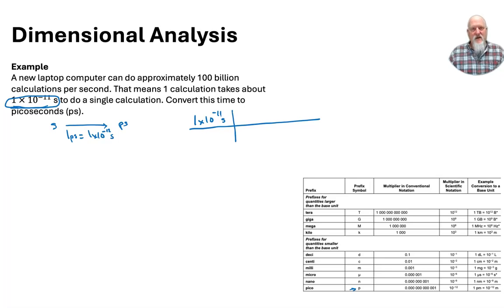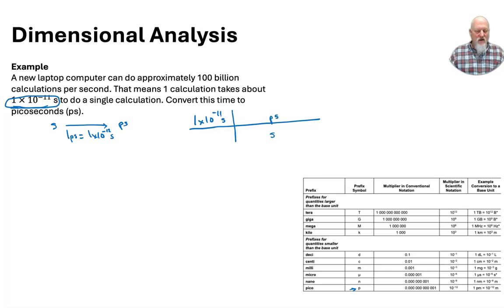I need to cancel seconds in my calculation. So that means the seconds have to go down here, right? Because seconds divided by seconds cancel out. And the unit I want to get to is picoseconds. So picoseconds goes on top.